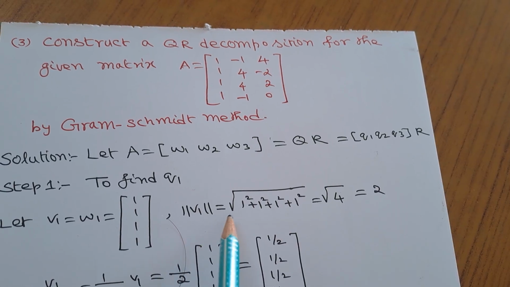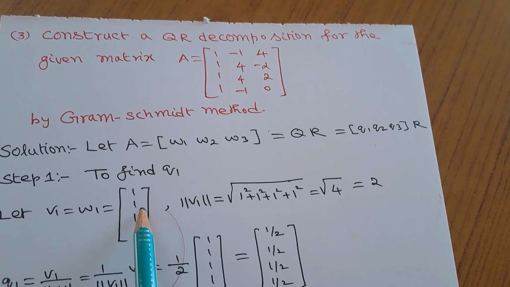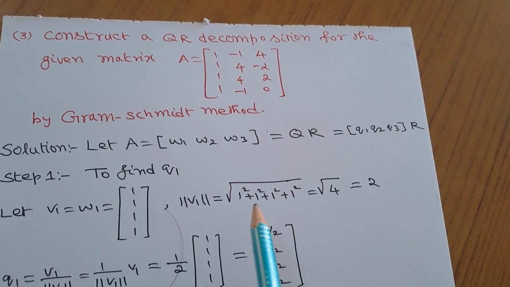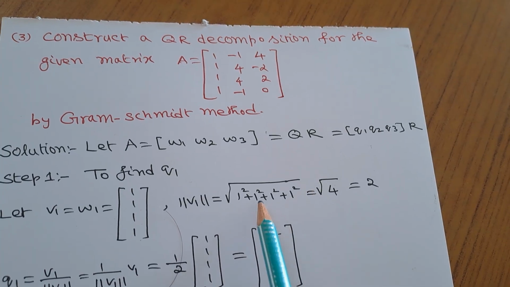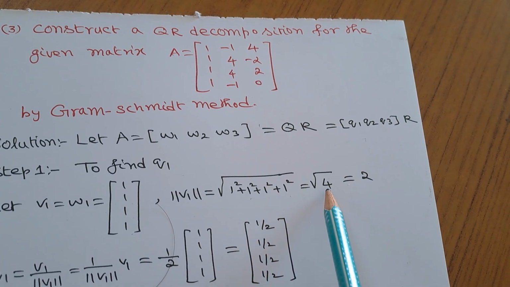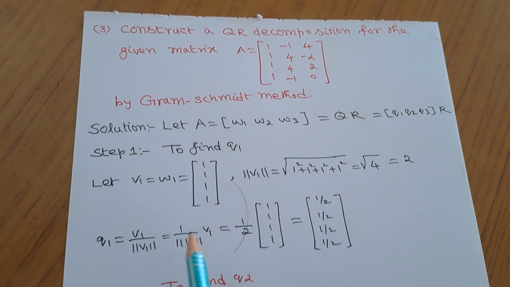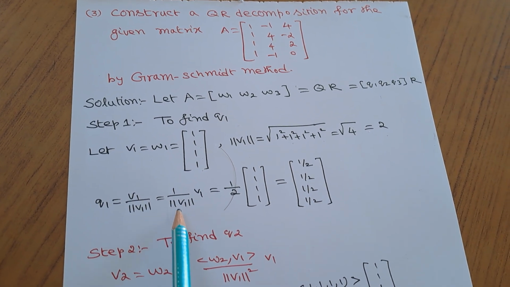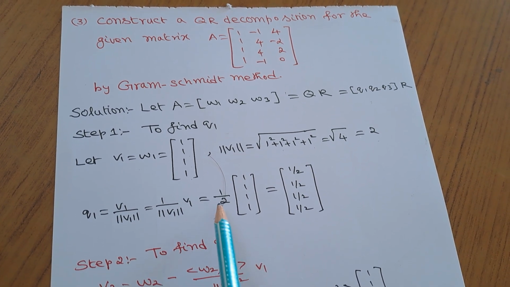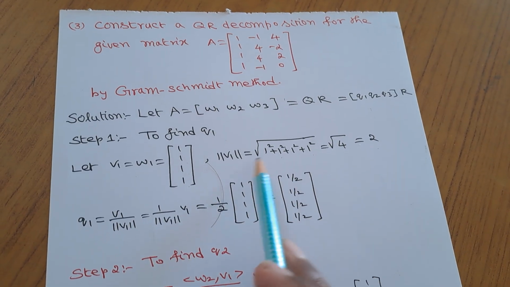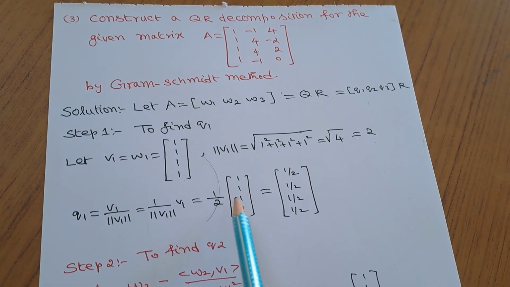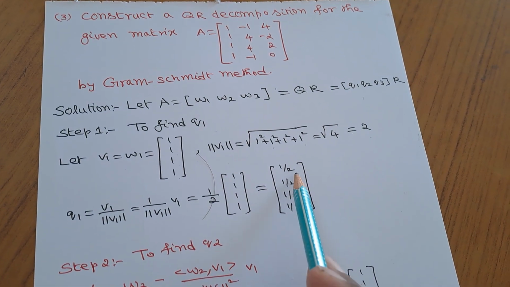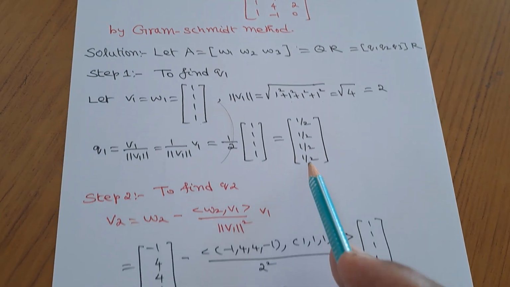So norm of V1 is equal to square root of 1 square plus 1 square plus 1 square plus 1 square. That is equal to square root of 1 plus 1 plus 1 plus 1, that is equal to square root of 4, which is equal to 2. Q1 is equal to V1 by norm of V1, that is 1 by norm of V1 into V1, that is 1 by 2, because norm of V1 is 2, into 1, 1, 1, 1. That is equal to 1 by 2, 1 by 2, 1 by 2, 1 by 2.